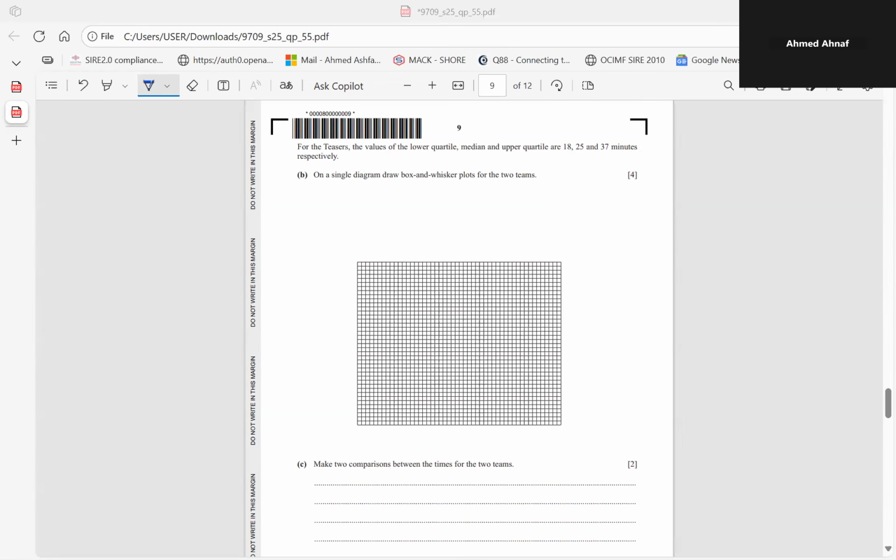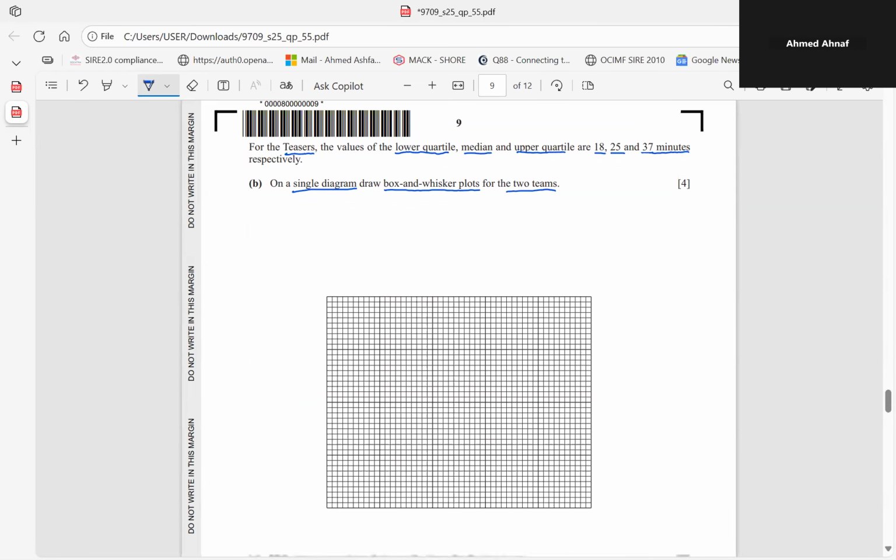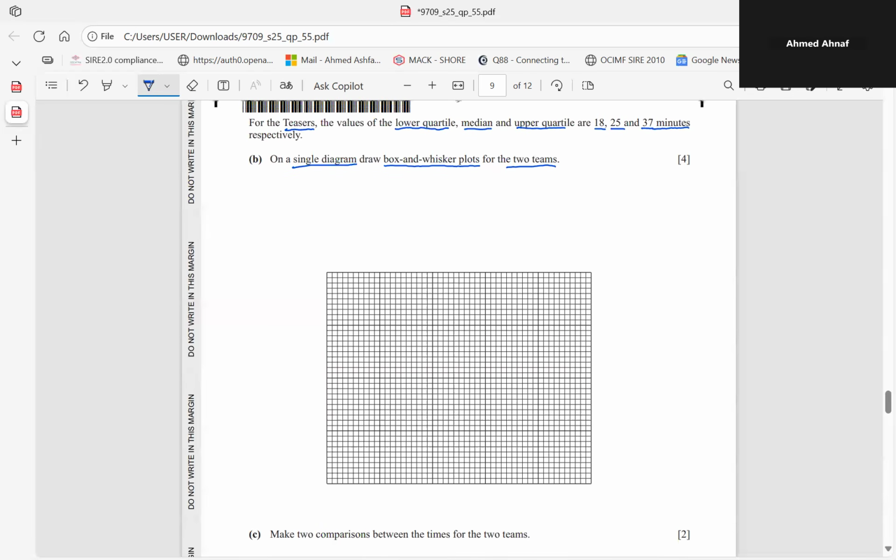Okay, so in this part, we're told that for the Teasers, the values of the lower quartile, median and upper quartile are 18, 25, 37 minutes respectively. And for the second part, on a single diagram, we're supposed to draw box and whisker plots for the two teams. Let's first draw for the Teasers.